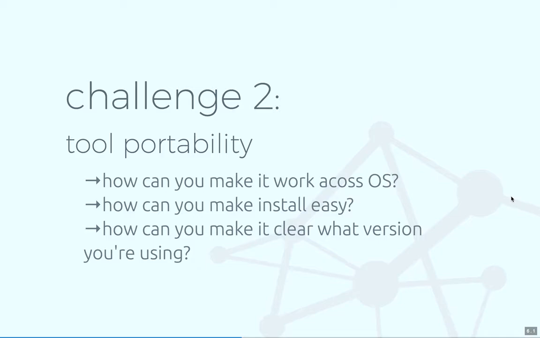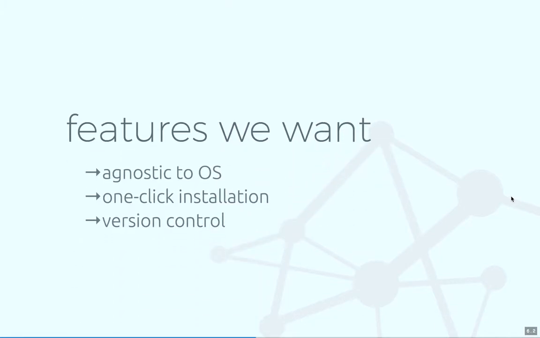So the second challenge we wanted to talk about was tool portability. How can you make pipelines and tools work across operating systems? How can their installation be easy? And how can it be clear what version you're using so that you can get the same results as somebody else? So we want tools to be agnostic to operating systems as much as possible, them to have one-click installation, and for there to be version control. To solve all these things, all of these features are pretty much direct extensions of what we just said as concerns.